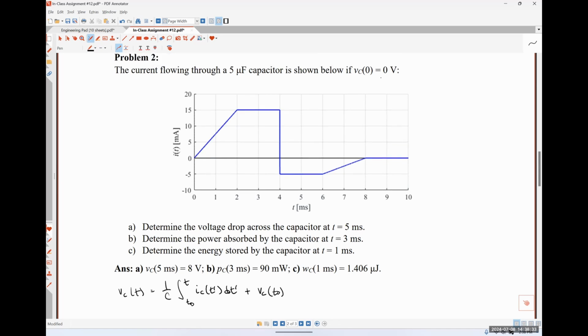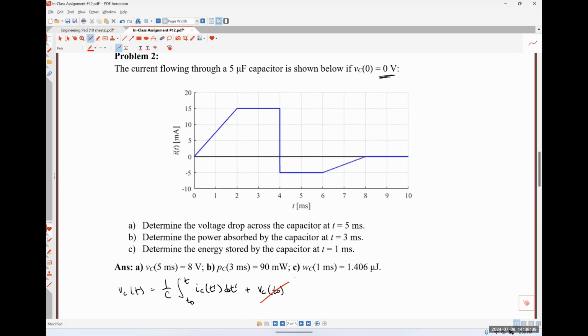Here we're told the voltage at t naught is equal to 0, which means that part is just going to get thrown away because it's simply 0. So for part A, we're asked to determine the voltage drop across the capacitor at a particular point in time. How do you guys think we could do that? It'll just be area under the curve at that time, right?